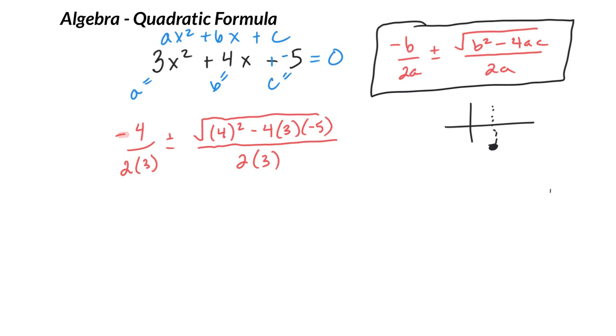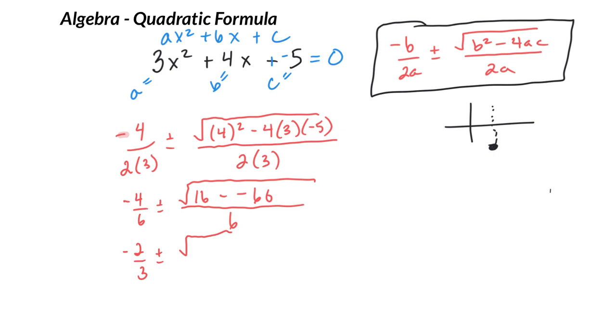All right, now I'm going to start simplifying a little bit. So negative 4 over 6 plus or minus 4 squared is 16 minus, let's see here, 4 times 3 is 12. 12 times negative 5 is negative 60, all over 6. So negative 4 over 6 is negative 2/3 plus or minus the square root of 16 minus negative 60, so plus 60, is 76, over 6.